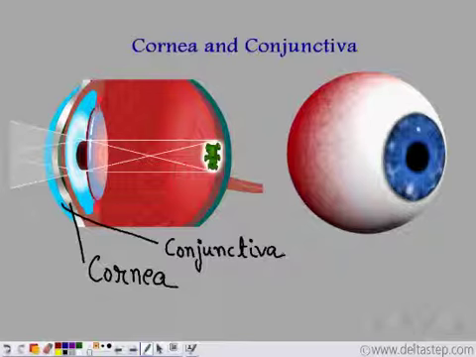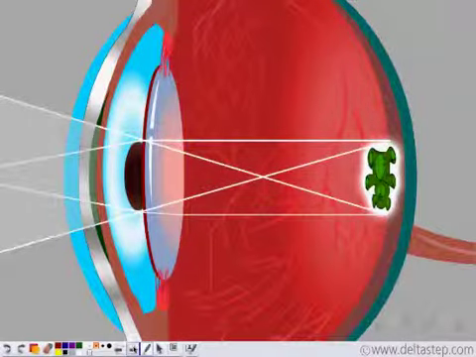Now, the cornea is transparent so that light can enter into the eye. If due to some reason the cornea turns opaque, then we have problems in vision. And the cornea needs to be surgically operated and replaced.